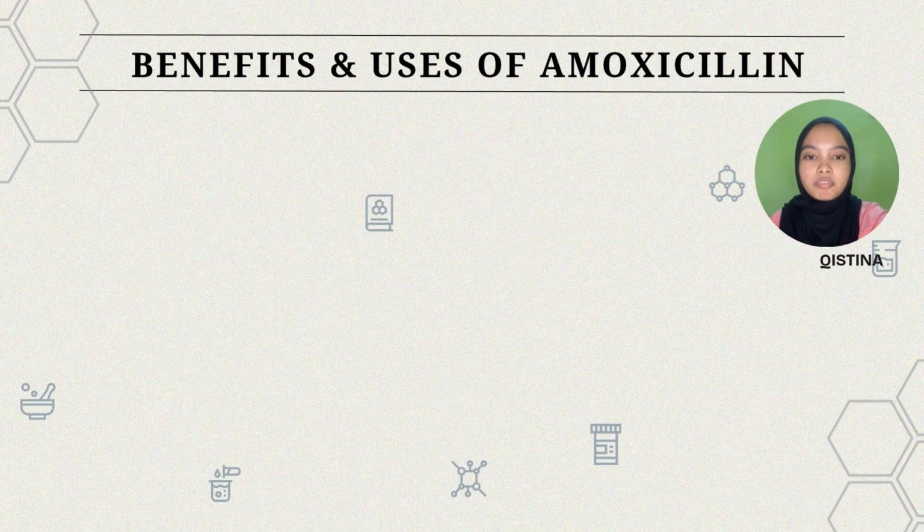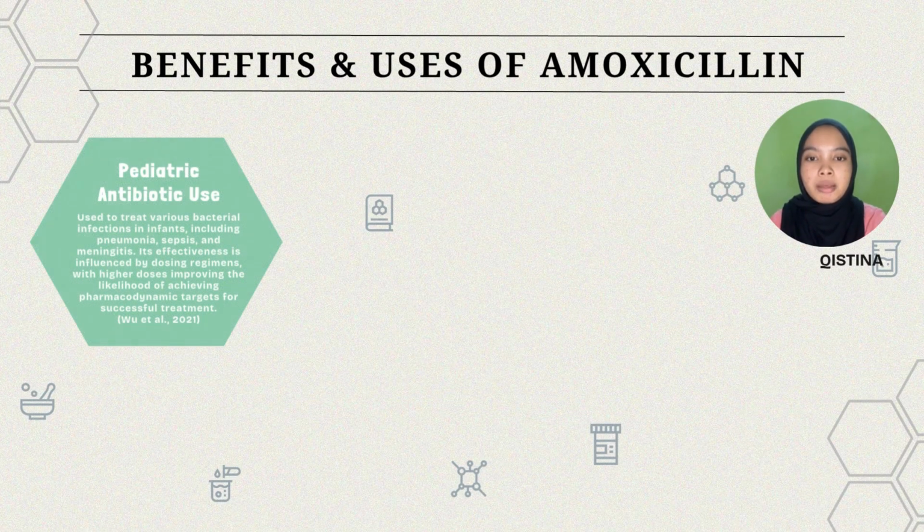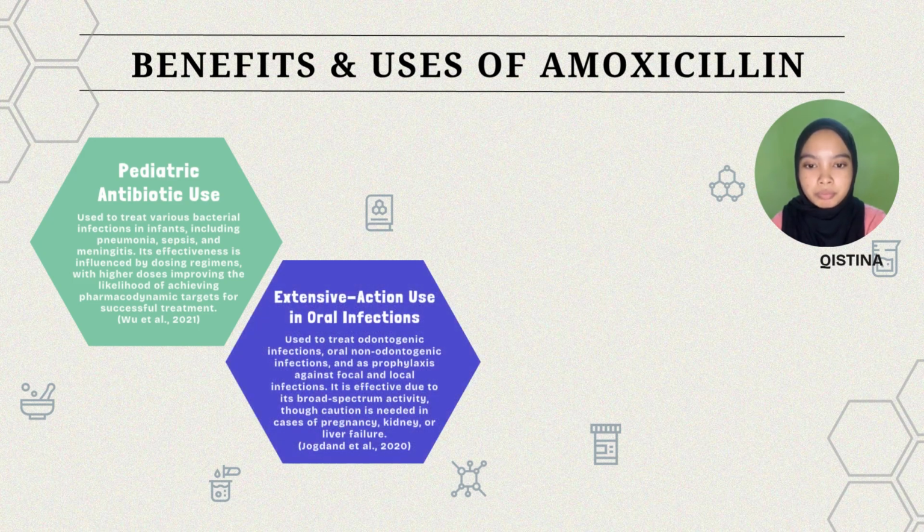Benefits and uses of amoxicillin. First, pediatric antibiotic use. Used to treat various bacterial infections in infants, including pneumonia, sepsis, and meningitis. Its effectiveness is influenced by dosing regimens, with higher doses improving the likelihood of achieving pharmacodynamic targets for successful treatment.